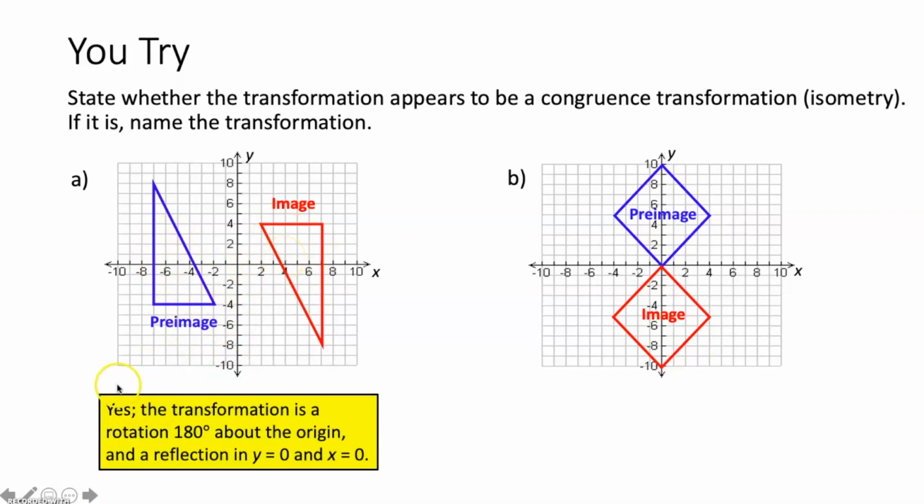So again, yes, it is a congruence transformation. You could rotate it 180 degrees about the origin and go from your pre-image to your image, or you could reflect your pre-image in the x-axis and the y-axis and you would end up over here.